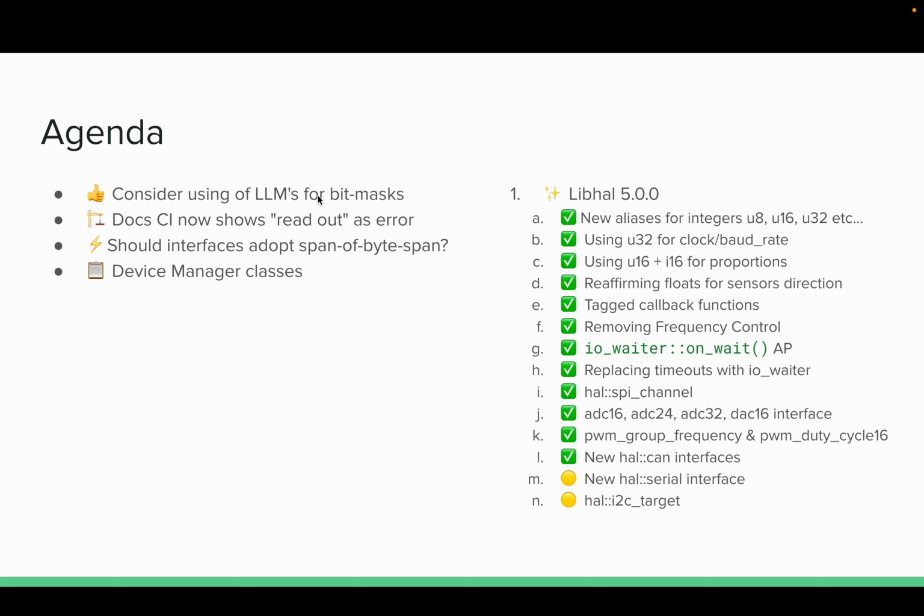The first slide to really talk about would be considering using large language models for bit masks. A lot of students find making the bit masks really annoying, and I agree. There are SVD files that we could parse in order to get the mask information out. But there's also another solution, which is simply to use a large language model. You put in your user manual and tell it, hey, pull out the register information and all the bit masks, and then follow this code. You can give it an example of some libhal code, and it'll be able to give it back to you.